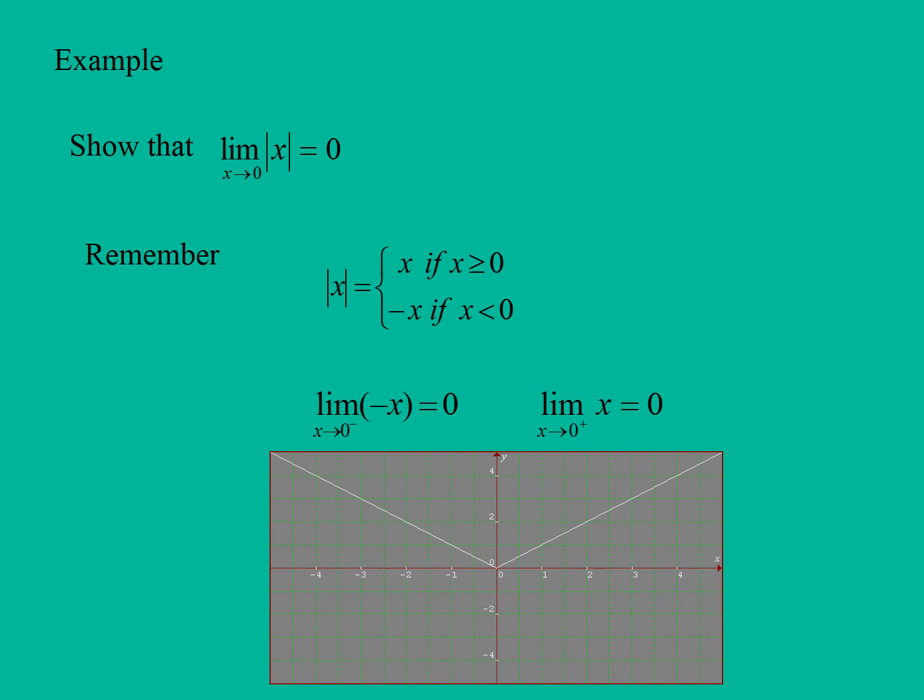And therefore, the one-sided limits agree, so we have shown that the limit of the absolute value of x as x approaches 0 does equal 0. And you can look at it graphically to verify the results.